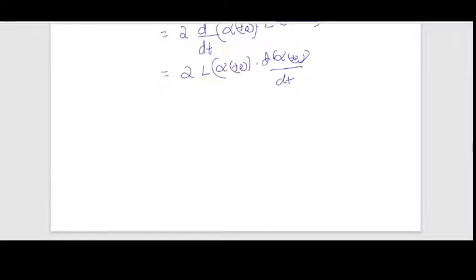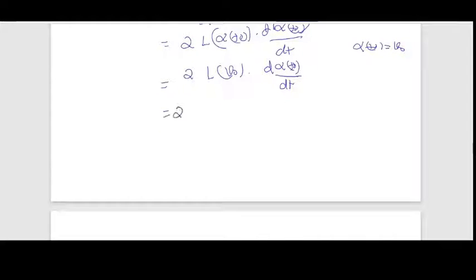So this is equal to 2 times, here we have alpha of t naught equal to v naught. So what is L of alpha of t naught? This is 2 times L of v naught dot d alpha t naught divided by dt. So that is equal to 2 times lambda v naught dot d by dt alpha of t naught.